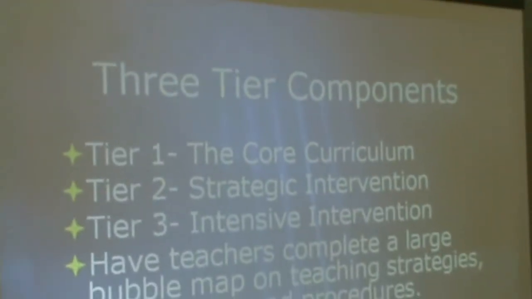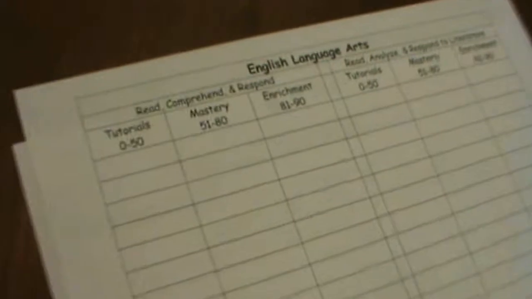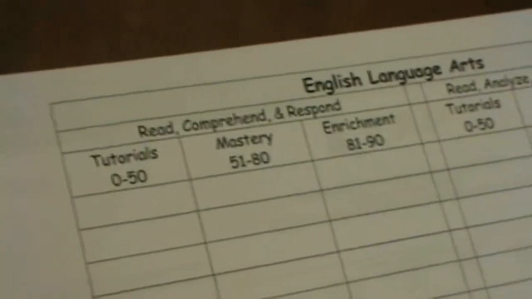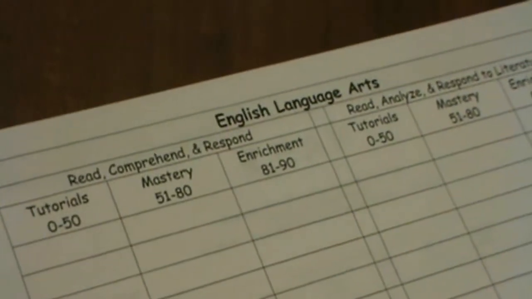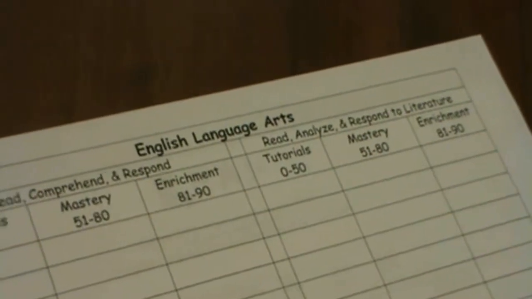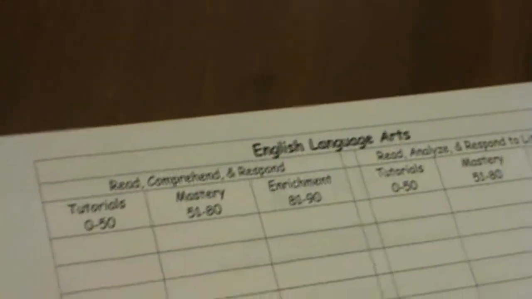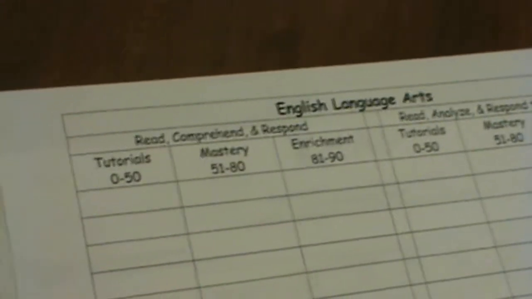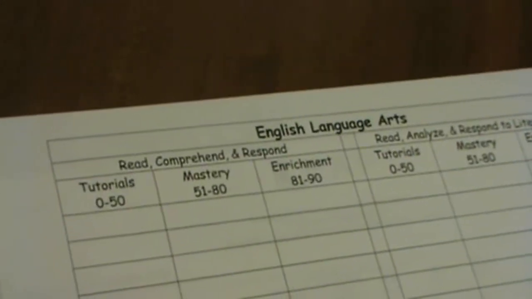If you look at the chart that I passed out to you, those students who scored 0 to 50, we're going to put them in the category of Tier 3, which deals with intensive intervention. Those students who scored mastery, 51 through 80, we're going to place them in Tier 2, using a minimum number of strategy intervention. And those who scored 81 to 90, we're going to place them in Tier 1. We're going to basically use core curriculum with that group.